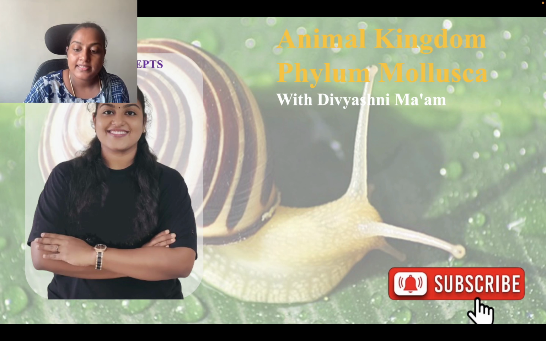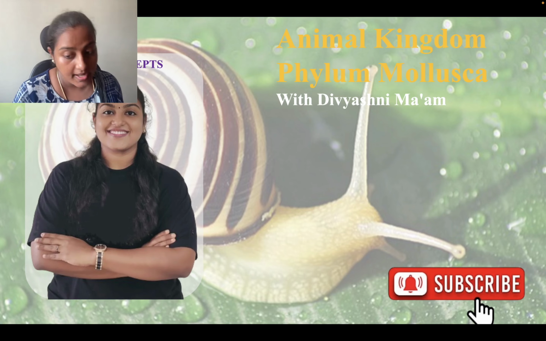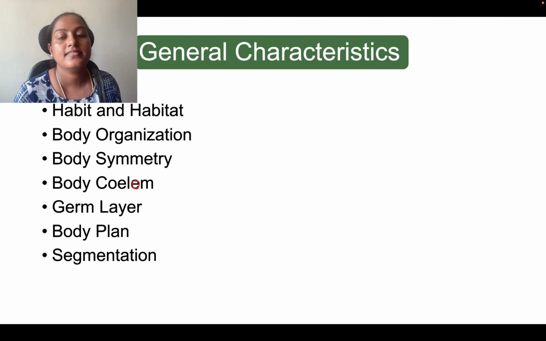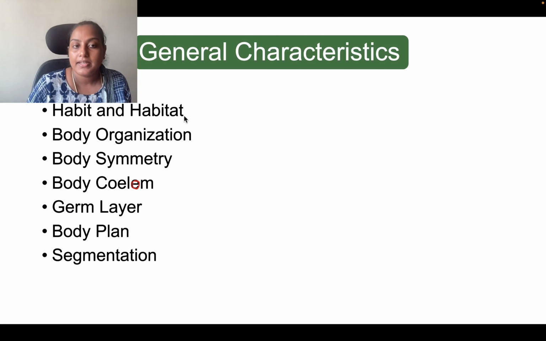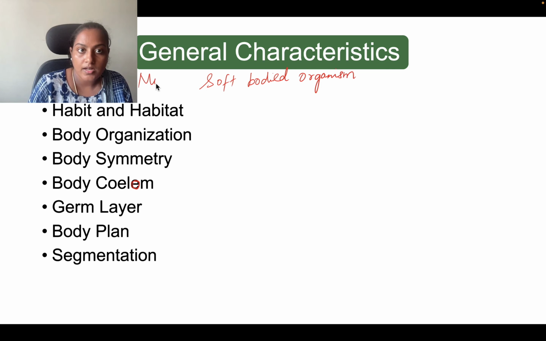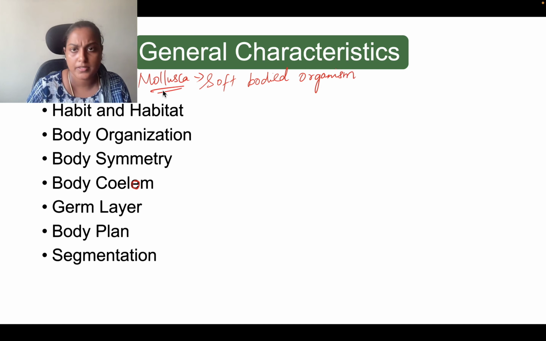So let us now get into the session, and this is going to be our ninth lecture. As usual, first the general characteristics, followed by the typical characters. Talking about the habit and habitat, you can call them the soft-bodied organisms. Basically, Mollusca are nothing but soft-bodied organisms like a snail or an octopus. All of these will fall under this category.